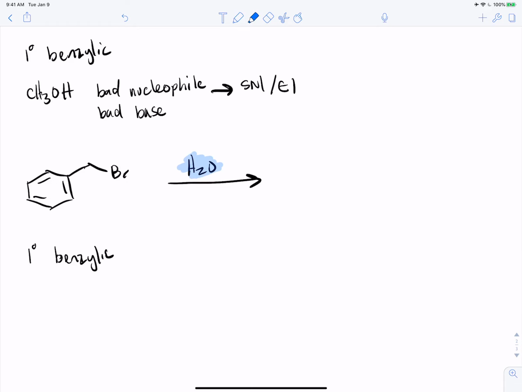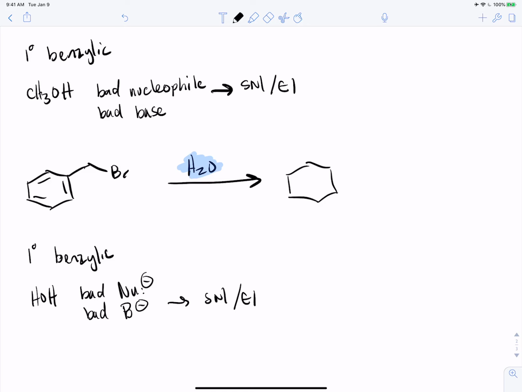So we come and we look at our reagent. What is our reagent? Bad nucleophile. Let me use the abbreviation here just to save some time. It's a bad nucleophile, and it's a bad base. Okay, so then we know that it's going to go SN1, E1. Again, it's benzylic. There are no beta hydrogens, so all we actually see is the SN1 product that comes out of this.